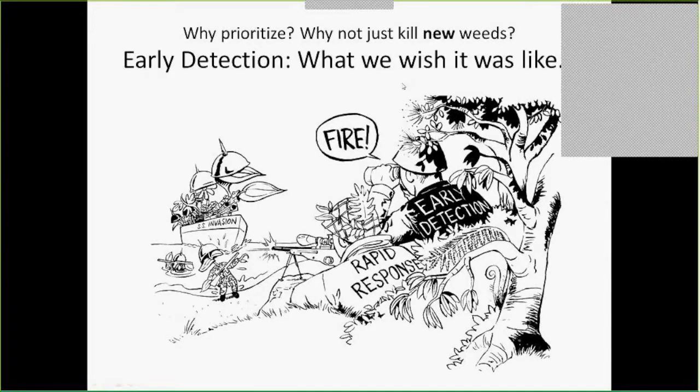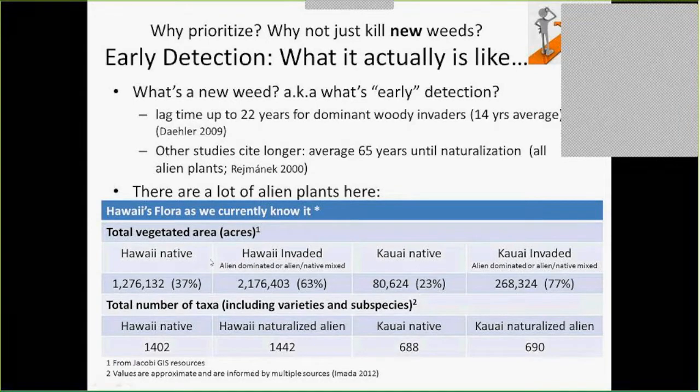Where we know exactly what the enemy looks like, and we know it's coming, and we have our early detection person, they've got the binoculars trained, and then we've got the rapid response person, and it's just a matter of saying, as soon as that invasive species touches land, you say fire, and it's gone. Early detection and rapid response. But unfortunately, things are a little bit more complicated in Hawaii to use that model.